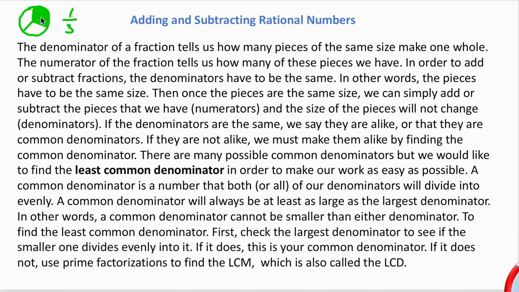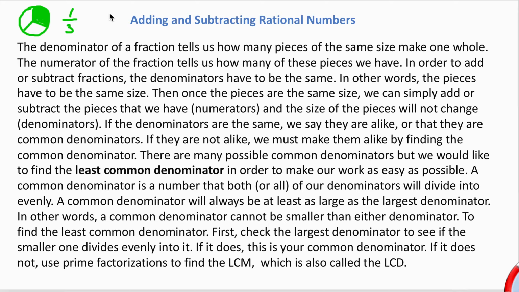The denominator is how many total pieces, or how many pieces make a total circle. Numerator, what you're talking about. Okay, in order to add or subtract fractions, the denominators have to be the same size. In other words, the pieces have to be the same size.